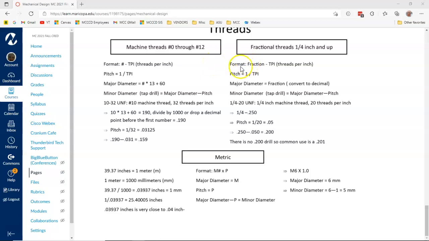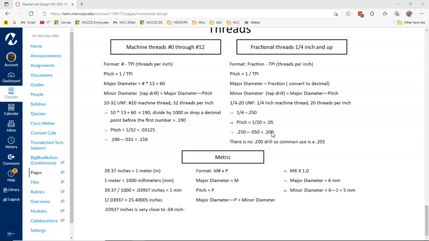The fractional threads, then, we just convert the fraction to its decimal, and it's going to be in the format of fractional to threads per inch. And then pitch is still 1 divided by the number of threads per inch. Major diameter we convert. Minor diameter for the tap drill is the major diameter minus the pitch still. So quarter 20 is an easy one to remember. Quarter machine thread, 20 threads per inch. 1/4 equals 0.25. And the pitch, 1 divided by 20 is 50 thousandths. So 250 minus 0.050 equals 200.